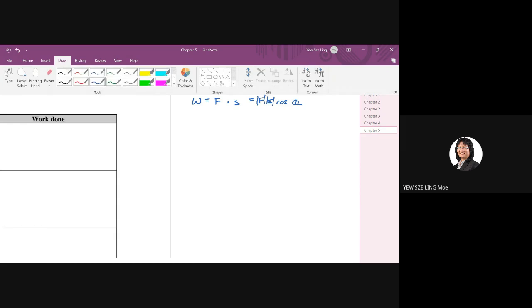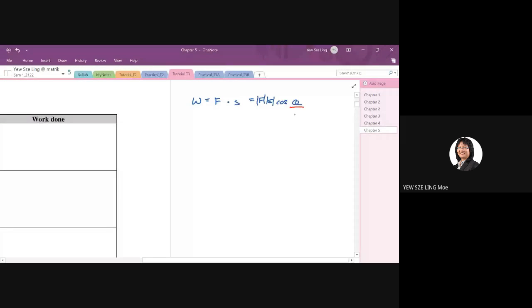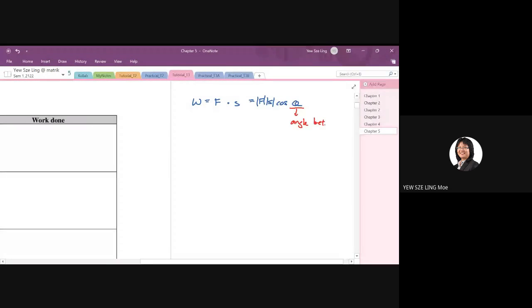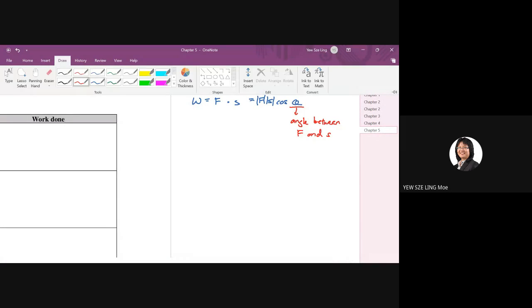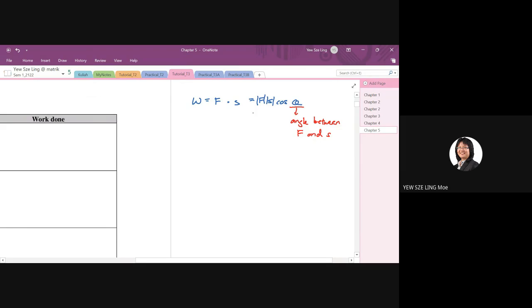The most important thing in this equation is actually the theta. Okay, you need to know how to determine the angles. So this is the angle between force and also displacement. And sometimes you don't even need to look at the calculations. You don't even look at the magnitude of force and displacement. You just look at the angles, then you should know the value. Why? Because some angles will give you a result which is equal to 0.